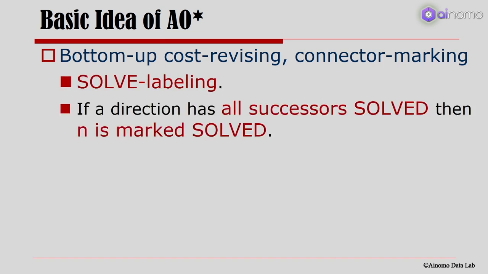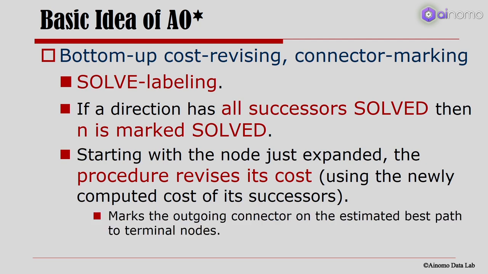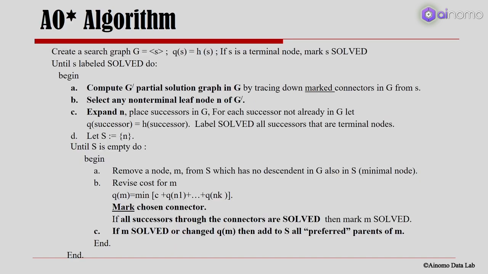In this exercise, if a direction has all successors solved, then N is marked solved. Starting with the node that we have just expanded, the procedure revises its cost using the newly computed cost of its successors and marks the outgoing connectors on the estimated best path to terminal nodes. And this is propagated upward in the graph. Now, having looked at these two ideas, I am in a position to formally put down the AO star algorithm.